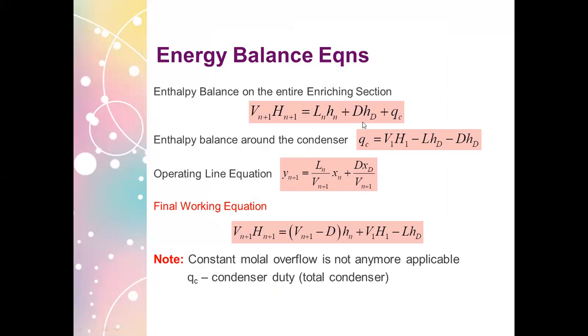And as I have said, this DHD is copied, but however, this Q sub C, the condenser duty, is this. So if you place it in here, this one and this one cancel each other, giving you this one. This is the final working equation for the energy balance in your enriching section.